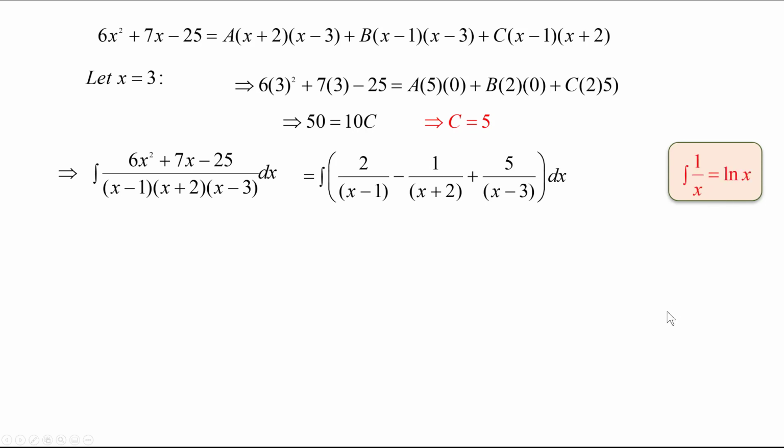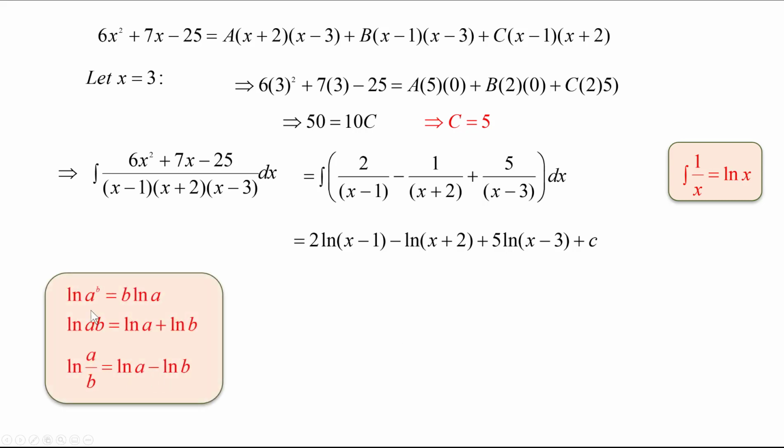Now we know that if we integrate 1 over x, we get log x. So if we integrate 2 over x minus 1, we get 2 times the log of x minus 1. And 1 over x plus 2, when we integrate it, we get log of x plus 2. And integrating 5 over x minus 3, we get 5 times log of x minus 3.